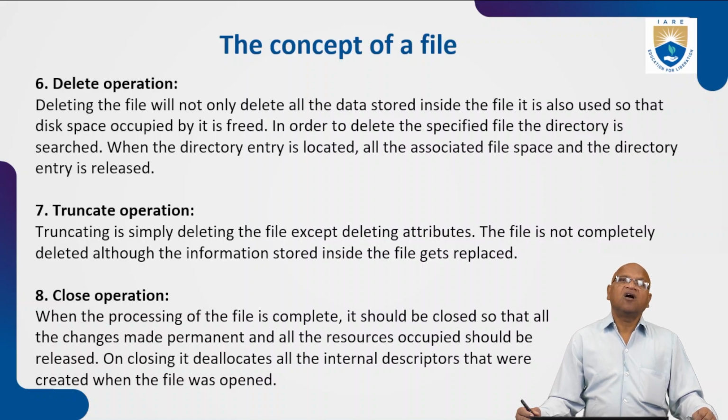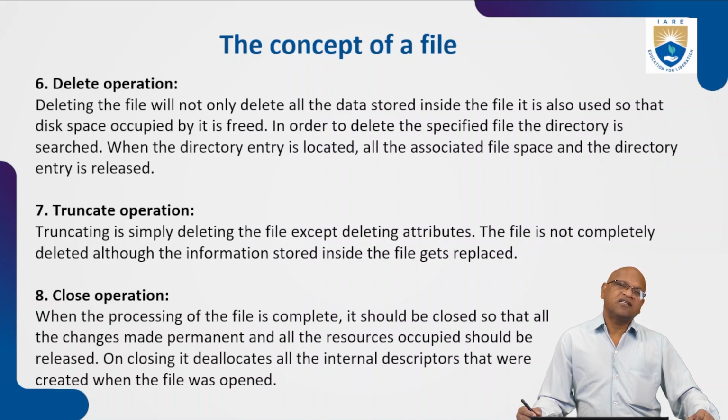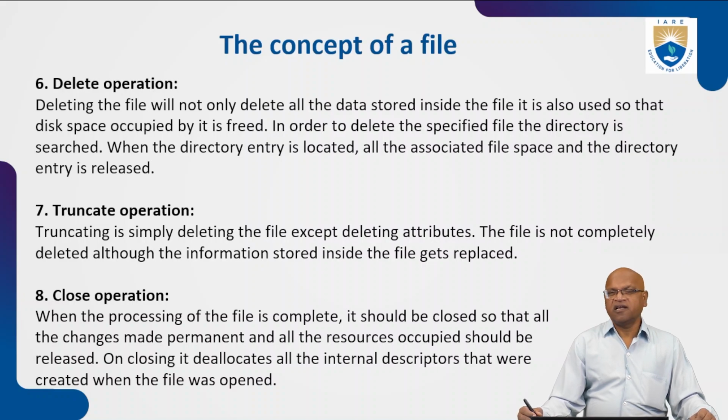Next, truncate operation. This is another operation on the file. Truncating is simply deleting the file except for its attributes, because sometimes you will come to know the file is deleted, but some of the attributes are still available in the directory. That's called truncating. A file is deleted from the hard disk, but its relevant attributes, in the sense size, name and all these things, are still kept at the directory level. The file is not completely deleted, though the information stored inside the file gets replaced, and some information about that file is still available in the directory.